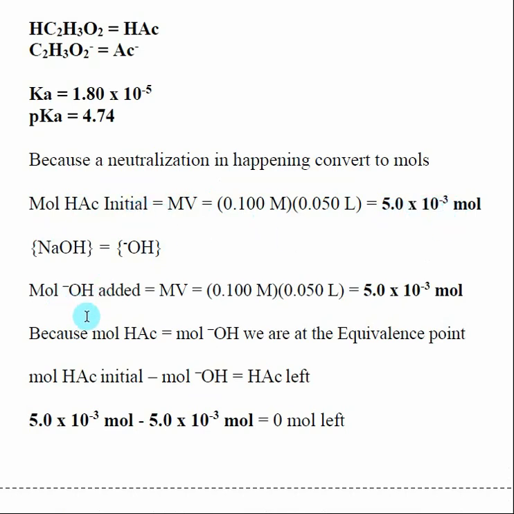I then find out how many moles of hydroxide I've added. That's molarity times volume also. So I have added 5.0 times 10 to the minus third moles of our strong base, or hydroxide. So you can see that because the number of moles of weak acid that we started with is equal to the number of moles of base, we are at the equivalence point. So that's true: when the moles of our acid are equal to the number of moles of base that we've added, we are at the equivalence point. So we've completely neutralized, in a sense, the amount of weak acid that we have.